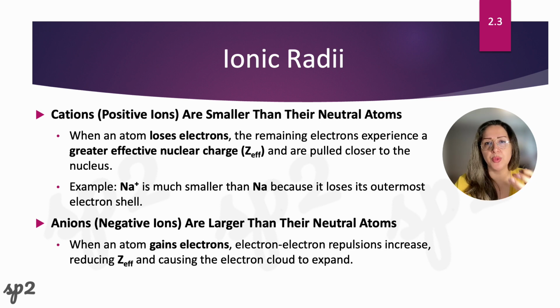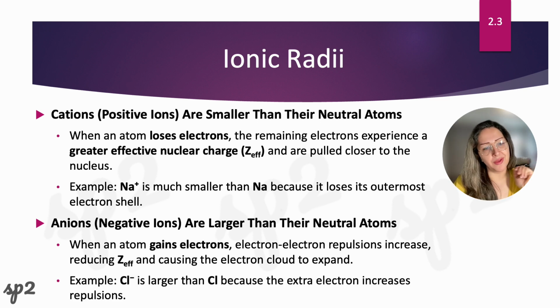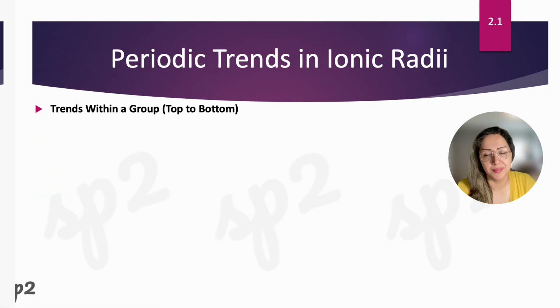So what happened here is we gain an electron, right, at least. So electron-electron repulsions are going to increase, and therefore we are expecting a reduction of Z effective, causing the cloud of electrons to expand. And the best example that I have for you is chloride. So chloride is going to be larger than chlorine, right? Because we have the extra electron, which is causing stronger repulsion between the electrons. Okay.